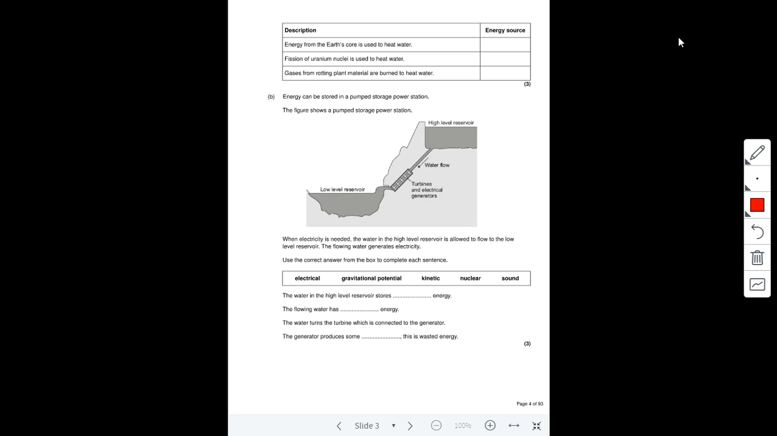First, tell me what's the work of a generator? What does a generator do? What's the use of a generator? Yes, so I'm asking what a generator does. You can see it's written as the water turns the turbine which is connected to the generator. The generator produces some. So first you tell me what's the work of a generator? What do you mean by generator?